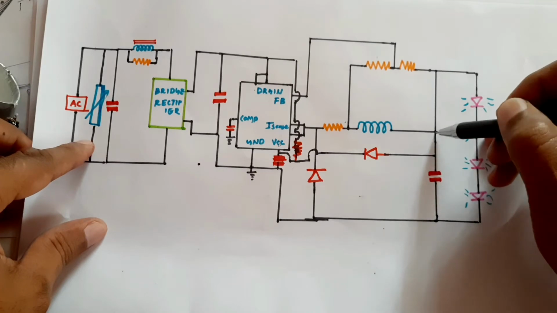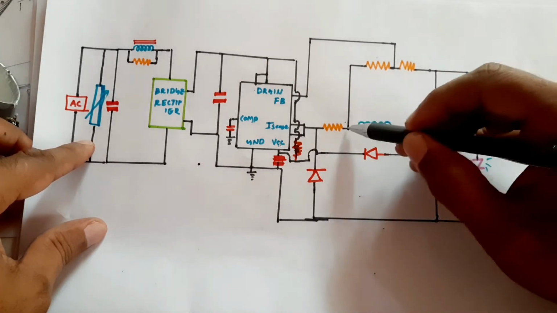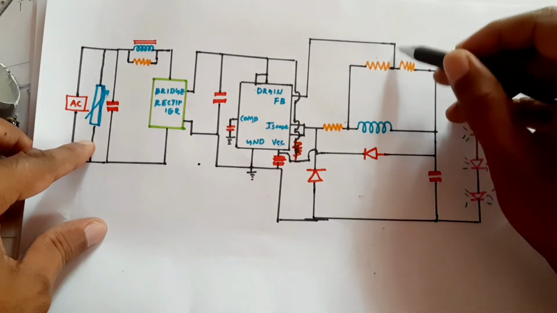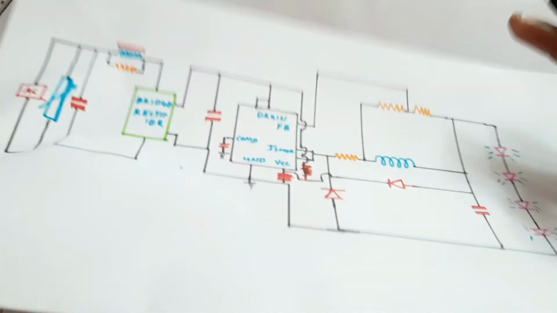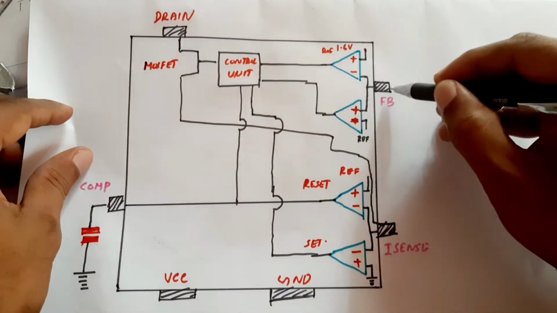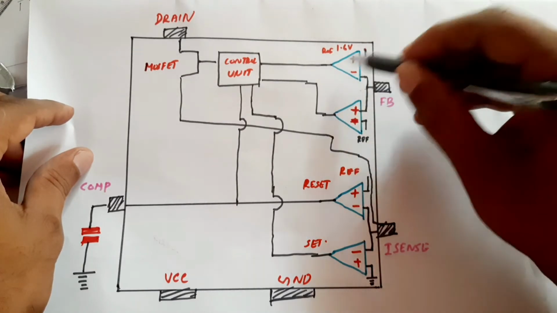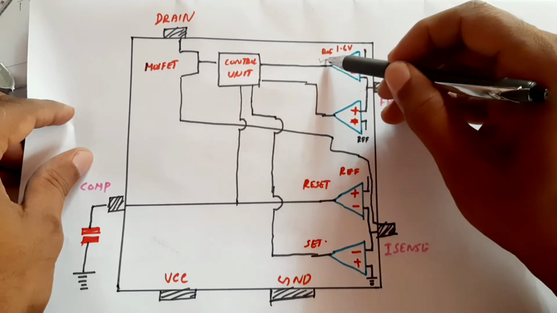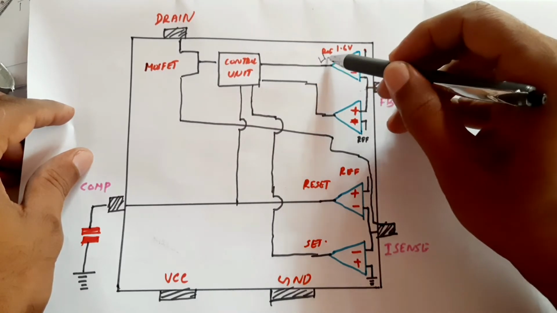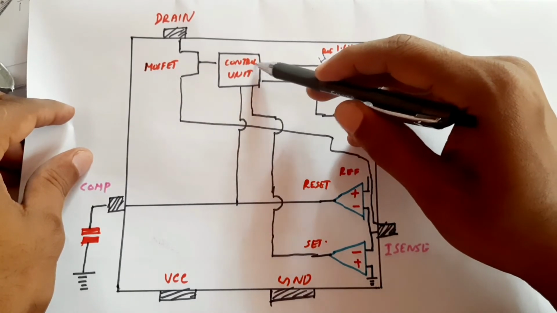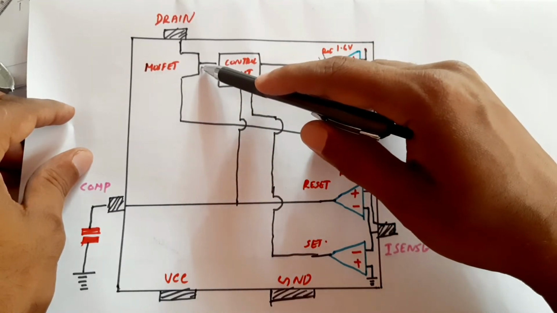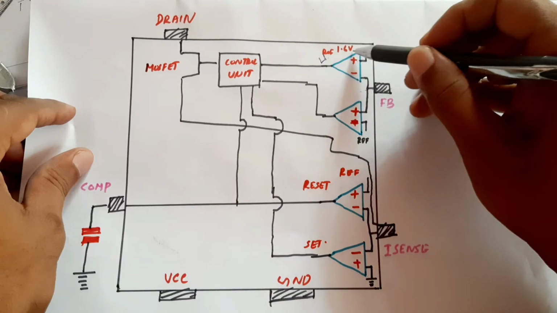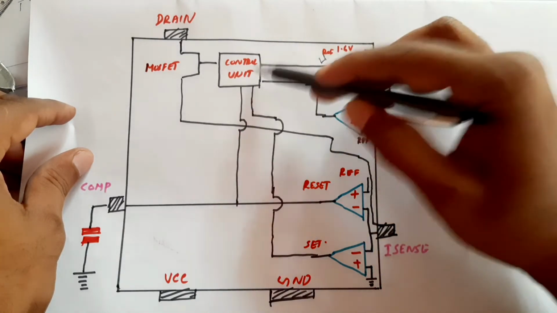This is the point where we take the output voltage, and we are using a resistive divider, and a reference voltage is applied to this. When this voltage is more than 1.6 volts, the op-amp output will be at 0. That means it tells the control unit to switch off the transistor. That means if the feedback voltage is more than 1.6 volts, it tells the IC to switch off.